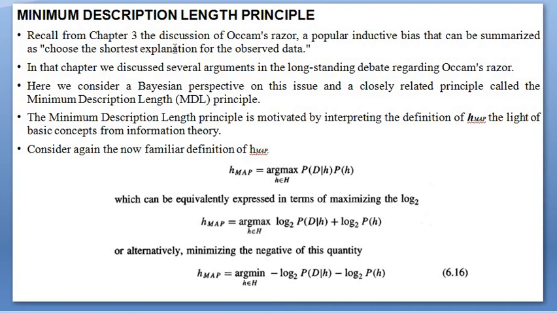In the ID3 algorithm, it was discussed that we prefer the shorter tree over the larger tree. But if we apply the same Occam's razor rule to Bayesian theory, it says to choose the shortest explanation for the observed data. The shorter explanation is nothing but choosing the shorter hypothesis on the observed data.